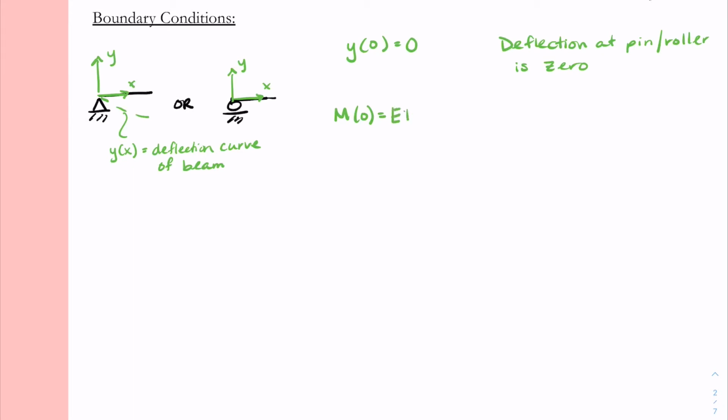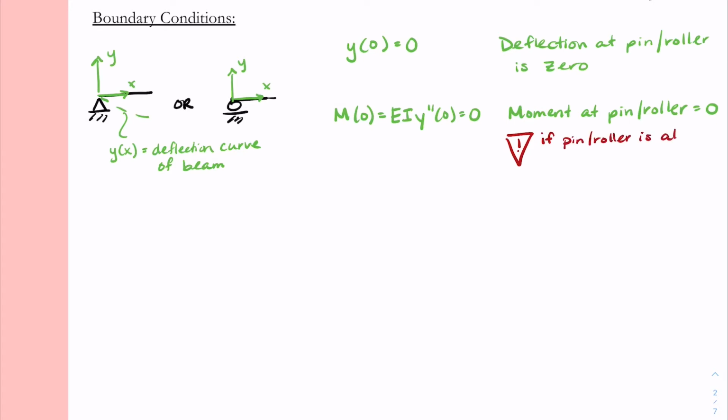Likewise, we can come up with the different boundary conditions for moment. If we remember back to our moment diagrams, for pins and rollers that also were at the end of the beam, our moment was 0. So we could say M of 0 equals 0. Or from our relationship, that is EI y double prime of 0 equals 0. So again, I want to caution you that this is only true if the pin or the roller is also at the end of the beam. Otherwise, the moment is not 0. So I'll put a little warning sign in there for you.